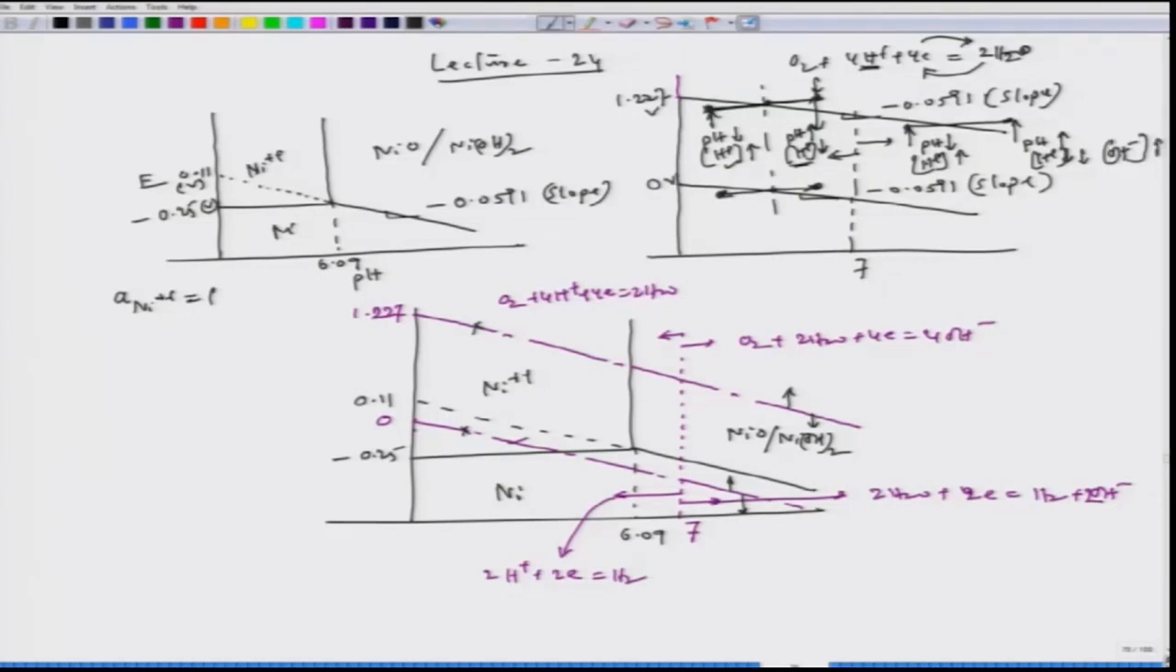And here the H plus ion concentration is more, so the OH minus ion concentration would be less. And when the pH is more than 7, the reaction is O2 plus 2H2O plus 4e equal to 4OH minus. Now, at this point, we see that the OH minus ion concentration is less.